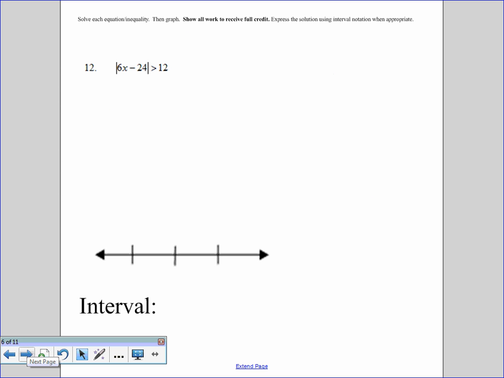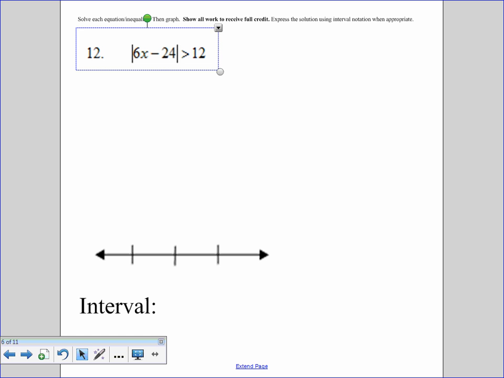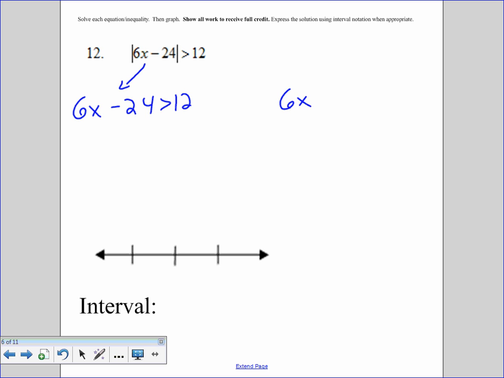All right, solve each equation and graph the solution. Because this is an absolute value problem and the absolute value is isolated, I'm going to create 2 different equations. 6x minus 24 is greater than 12, and 6x minus 24 is less than negative 12. Because remember, absolute value means that what's in here has to be greater than 12. So what's in here could either be greater than 12, or what's in here could be less than negative 12.